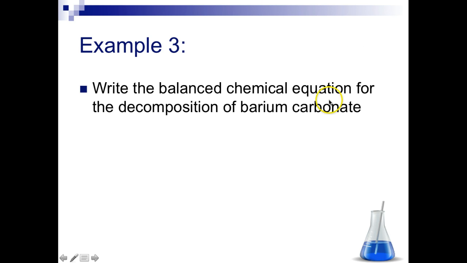So the first thing you're going to have to do is write the correct formula for barium carbonate. The correct formula using Table E in your reference packet is BaCO3. Now that is going to break down, and that is going to make carbon dioxide gas plus a metal oxide. The metal in this case is barium, and it's going to be barium oxide.